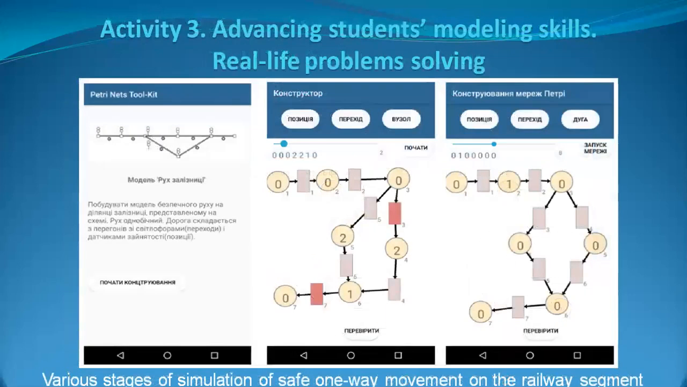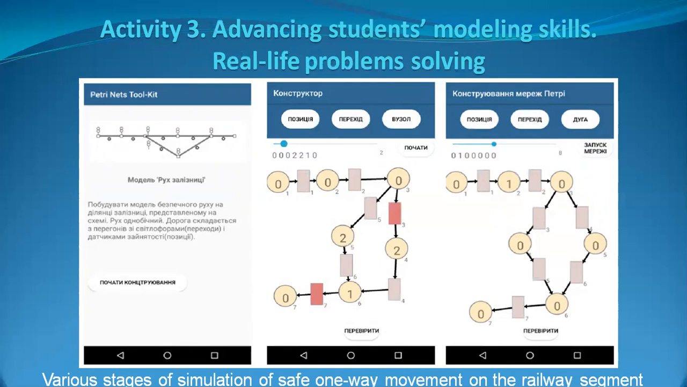Also, it is beneficial to offer students the third type of activity in order to advance students' modeling skills. We would recommend them to solve more complicated real-life problems.